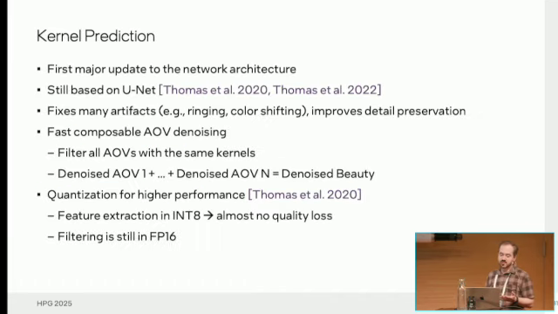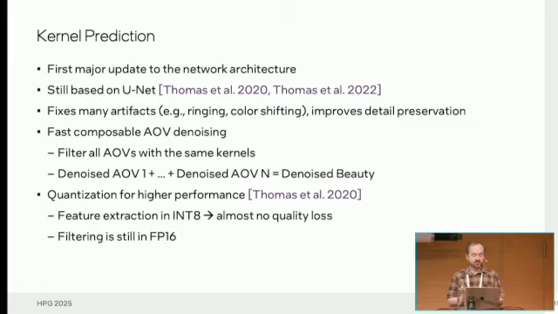First, the library will switch to a new kernel prediction-based denoising method, which is actually the first major update to the network architecture since its original release. Under the hood, the method is still based on UNet, but it provides some significant improvements over simple direct prediction. For example, it fixes some of the artifacts and improves detail preservation in some cases. Kernel prediction also enables a feature called composable AOV denoising by being able to reuse the same predicted kernels for multiple AOVs, which is commonly used in production, for example, for movies. And this improves performance and also consistency between these denoised outputs.